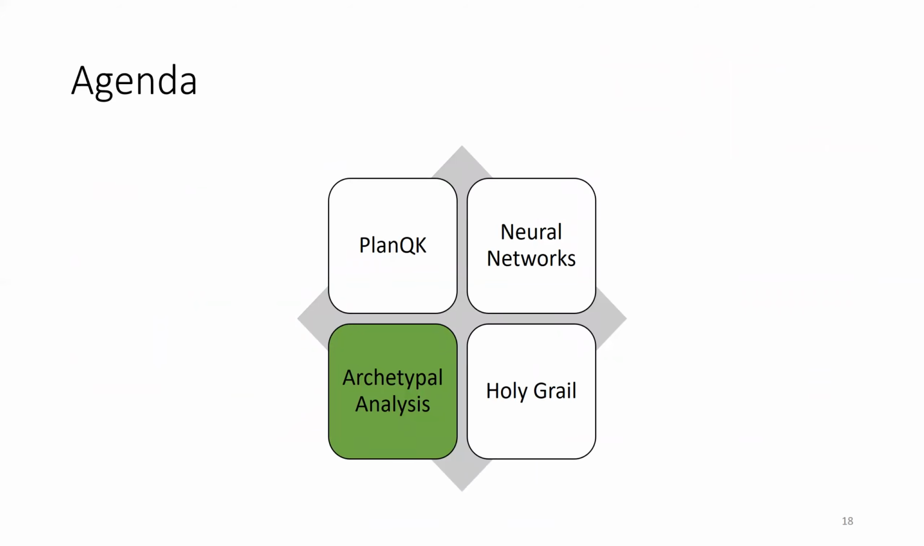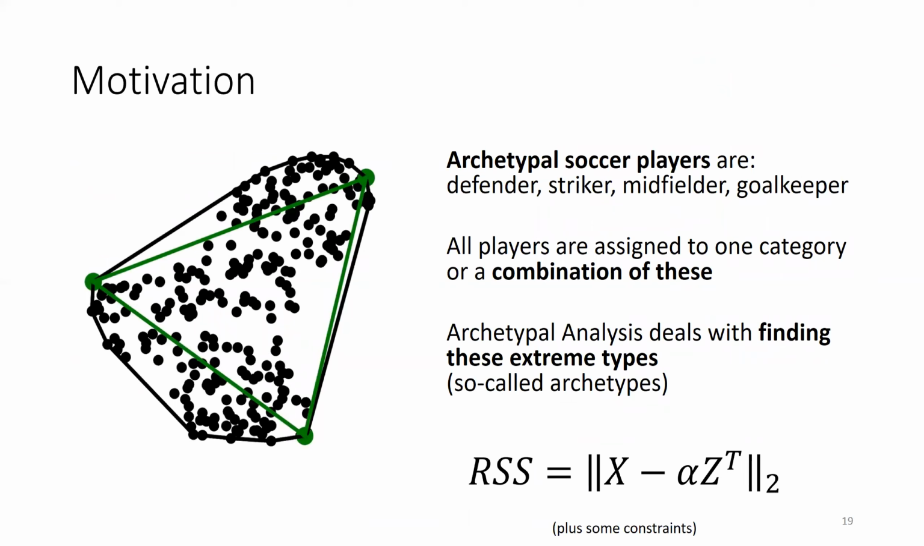Okay, so after talking about Planck and neural networks, I would like to go into archetypal analysis. Archetypal analysis is a fuzzy clustering algorithm, and it works like that. Perhaps as an example, as a motivation, there are archetypal soccer players. There are defenders, strikers, midfielders, goalkeepers. There is the striker, there's Messi, for example, or we have the goalkeeper Manuel Neuer, for example. But this is not a good example because Manuel Neuer is not only a goalkeeper but also a striker, I guess. So what I would like to say is you have some extreme data points or some extreme types of soccer players, and all other players are assigned to one category or to a combination of these.